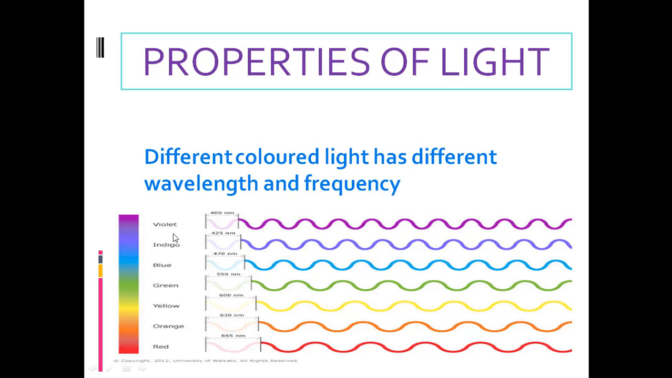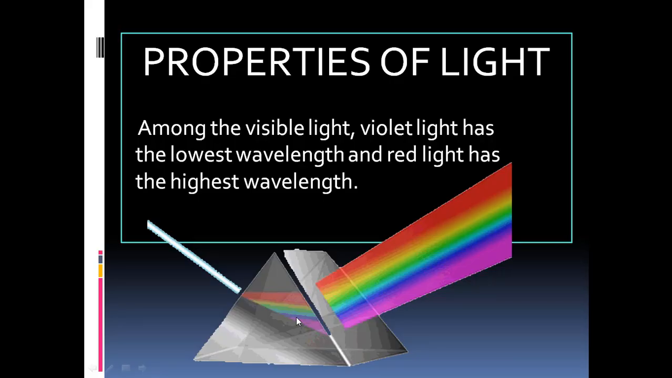Now let us come to the next important property, that is different colored light has different wavelength and frequency. Notice that here are 7 colors, denoted with the mnemonic VIBGYOR, and from violet to red we have different wavelengths. Among the visible light, violet has the lowest wavelength and red light has the highest wavelength. Notice that the red light is deviated least and violet light is deviated most. But when you compare the wavelength, violet light has the lowest wavelength and red light has the highest wavelength.